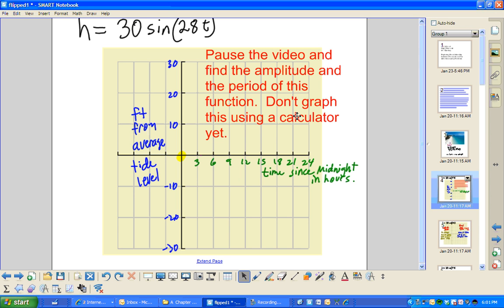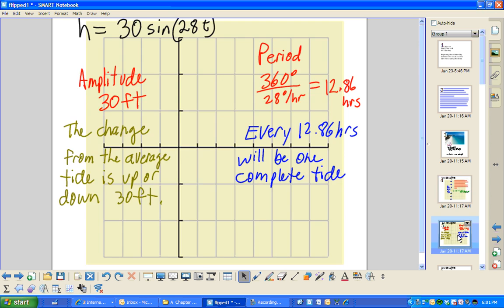Okay, so you're back. Maybe you gave it a try. Let's take a look at how you'd find both those. The amplitude is simply dealing with our radius. It's our radius of the Ferris wheel. In this case, it's 30 feet. And it's the change from the average tide up or down. We're going to go up or down 30 feet from that midline. We call that the midline.